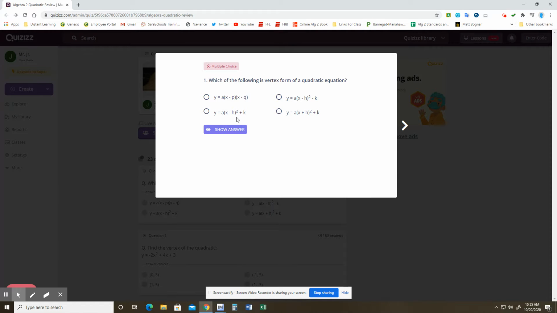We put this into our notes last week. That is the vertex form of a quadratic. They're still quadratics, they just look different and tell you different types of information.